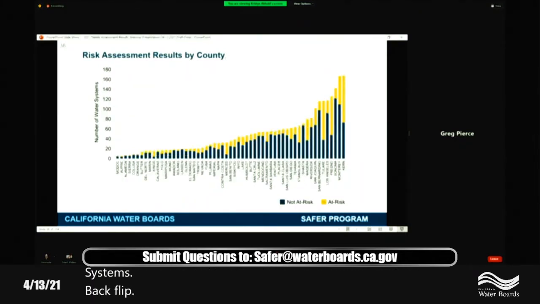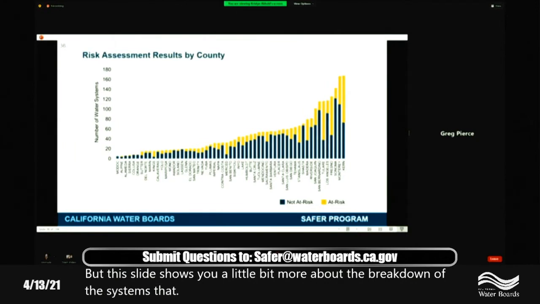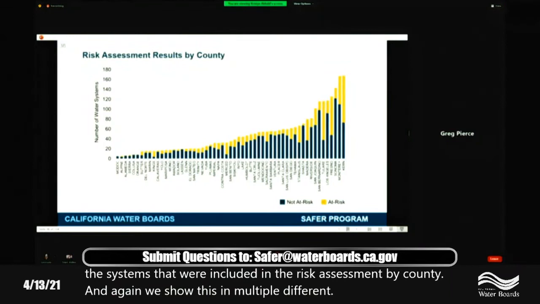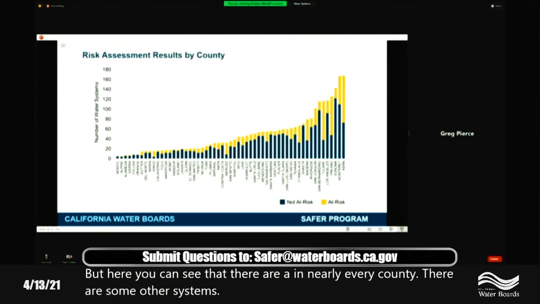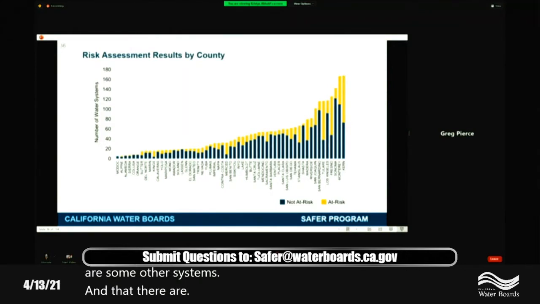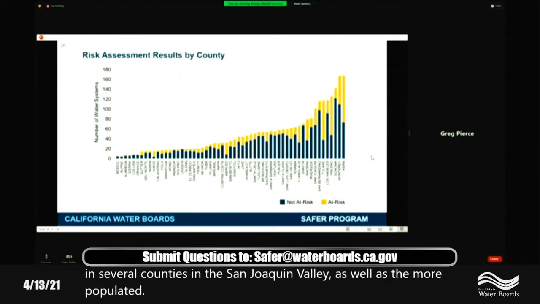This slide shows you a little bit more about the breakdown of the systems that were included in the risk assessment by county. And again, we show this in multiple different ways in the report. But here you can see that in nearly every county, there are some at-risk systems, and that there are concentrations of at-risk systems, particularly in several counties in the San Joaquin Valley, as well as the more populated counties in Southern California and the Central Coast. Next slide.